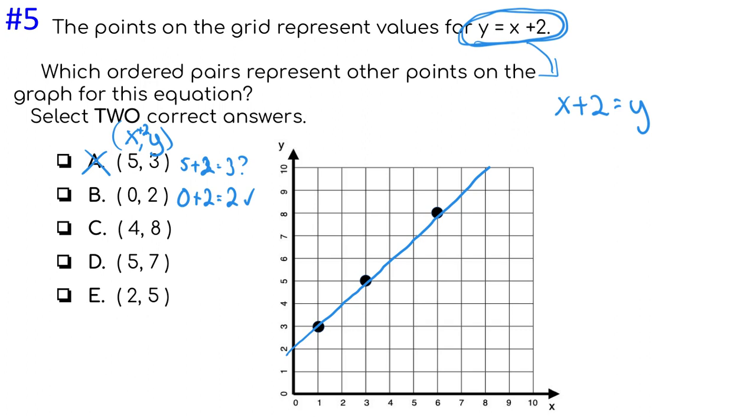Is 0, 2 close to my line? Well, run to 0, jump to 2. That would be right here. And so, yep, that looks really good. I'm going to go ahead and check that one.